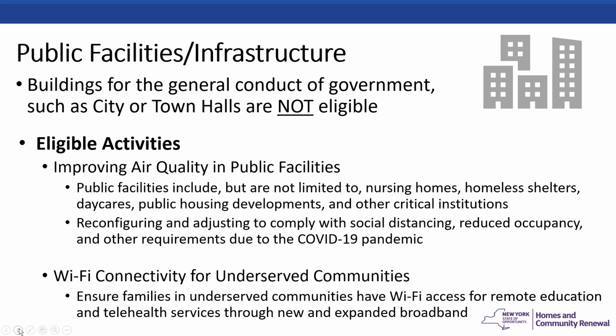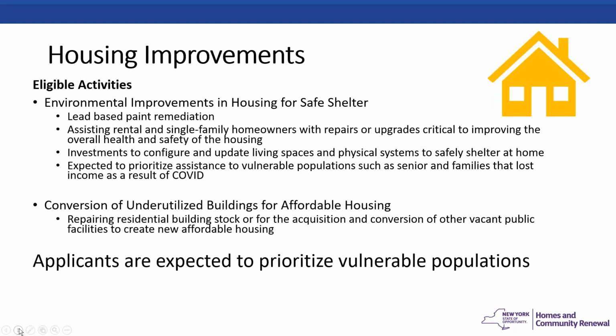Funds will be made available as an infrastructure activity to ensure that families in underserved communities have Wi-Fi access for remote education and telehealth services through new and expanded broadband. Applicants must identify connectivity projects that can be completed within 12 months. CDBG grant funds can be provided to directly support the cost of delivering these critical programs to New York's most vulnerable populations at a local level.